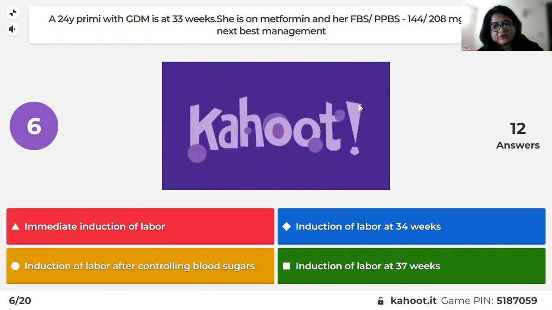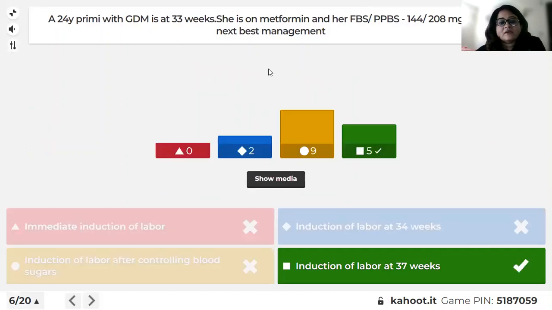Okay, what will you do? Some people aren't answering. Okay, answering quickly. Okay, so you will plan induction at 37 weeks. Ideally you will control her sugars, and after sugars are controlled, you will still plan induction at 37 weeks. You will not prematurely induce her just because her sugars are not under control.